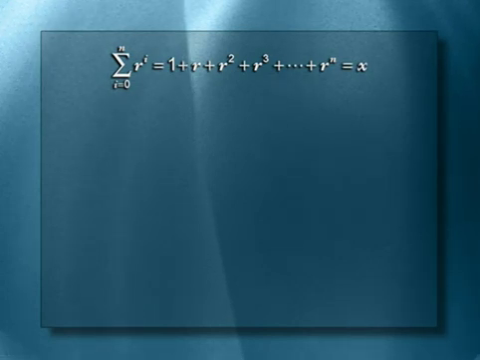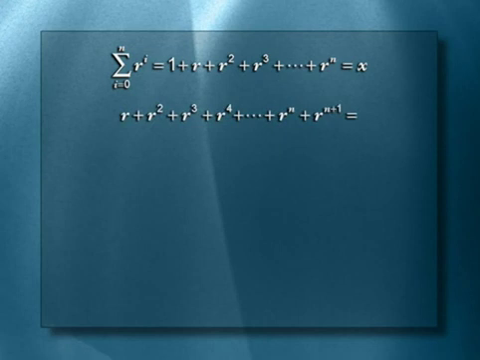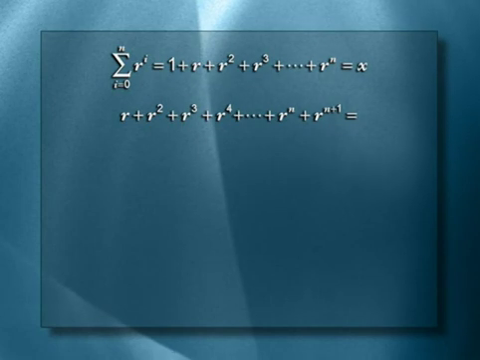Here's the trick. It's a neat trick. Multiply both sides of that equation by r. So the left side becomes r plus r squared, and so on, out to r to the n plus r to the n plus 1. And the right side becomes r times x.